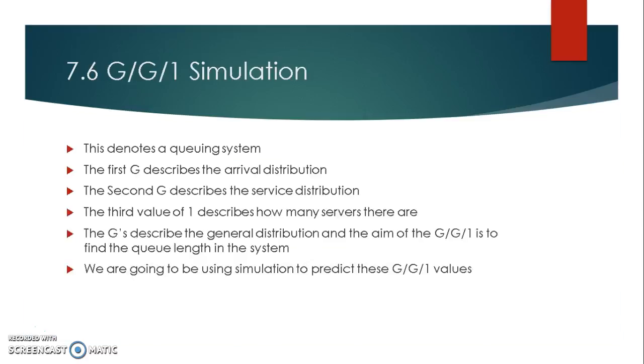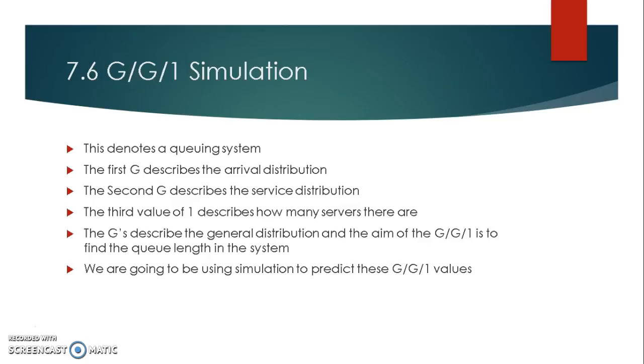So moving on, our first section is our GG1 simulation. This denotes a queuing system. The first G is the arrival distribution, the second G is the service distribution, and the final one is the number of servers they're going to be going through. The G's typically represent a general distribution, and the aim of a GG1 is to find the average queue length in the system.